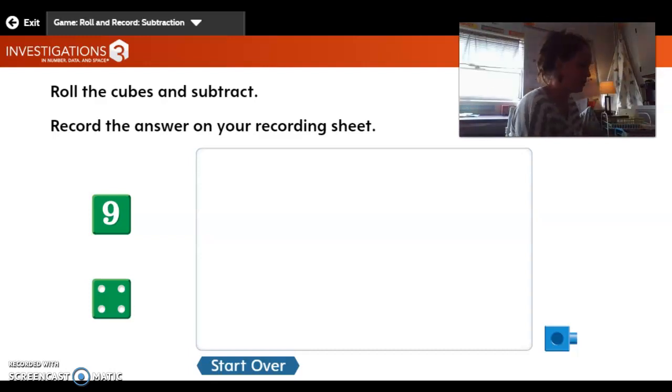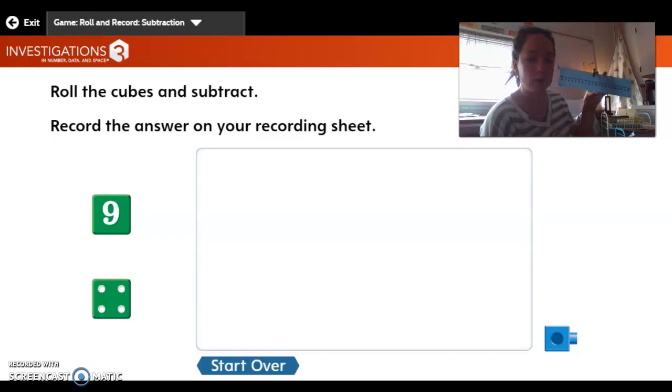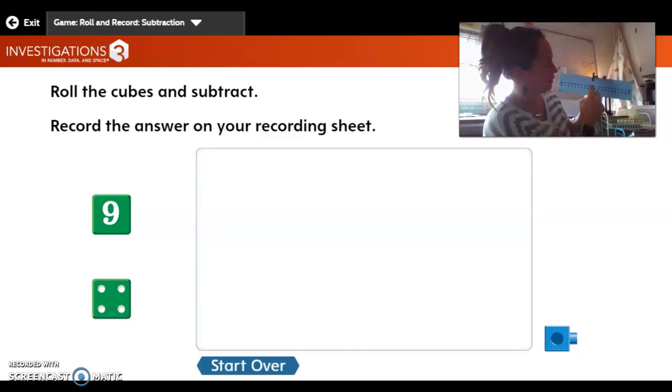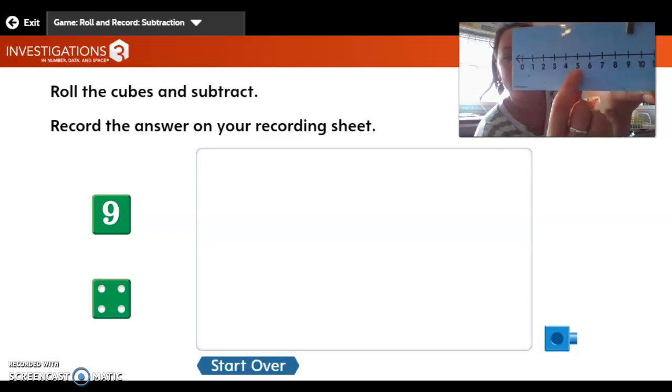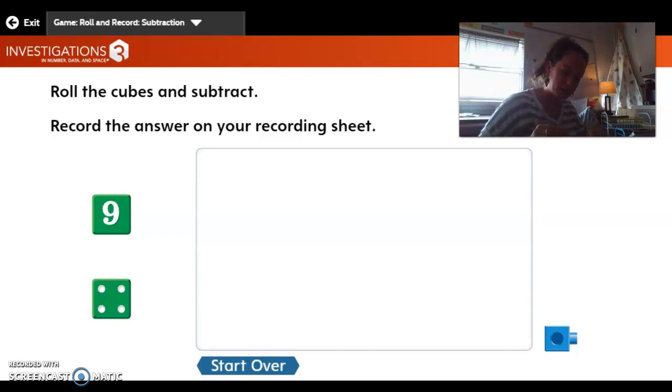So that's one strategy to use. Another strategy to use, let's see, my handy dandy number line. So I start on the number 9, and how many hops do I take? 4. Do I go forwards or backwards? Backwards. Okay, so ready, 9, 1, 2, 3, 4. And what number did I land on? Did I get the same answer? Absolutely, 5. So 9 minus 4 equals 5. That's a number line.